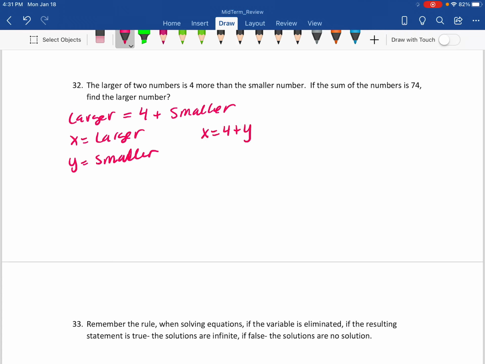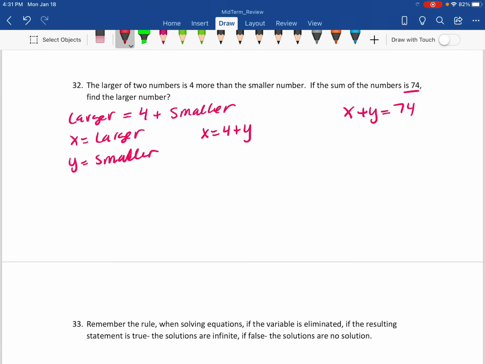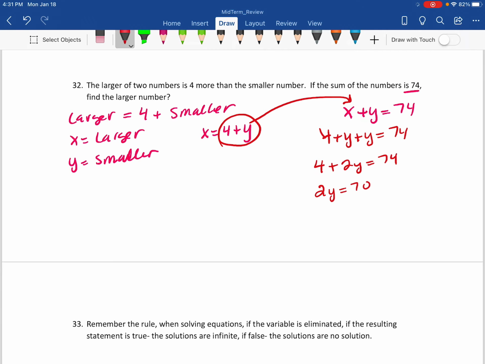Okay. Then it says the sum of these numbers is 74. So x plus y is equal to 74, because we said the larger plus the smaller. Now I'm going to use substitution, and I'm going to substitute this in for x. So that's going to be 4 plus y plus y is equal to 74. That gives me 4 plus 2y is equal to 74, combining like terms. Subtract 4, that gives me 2y is equal to 70.